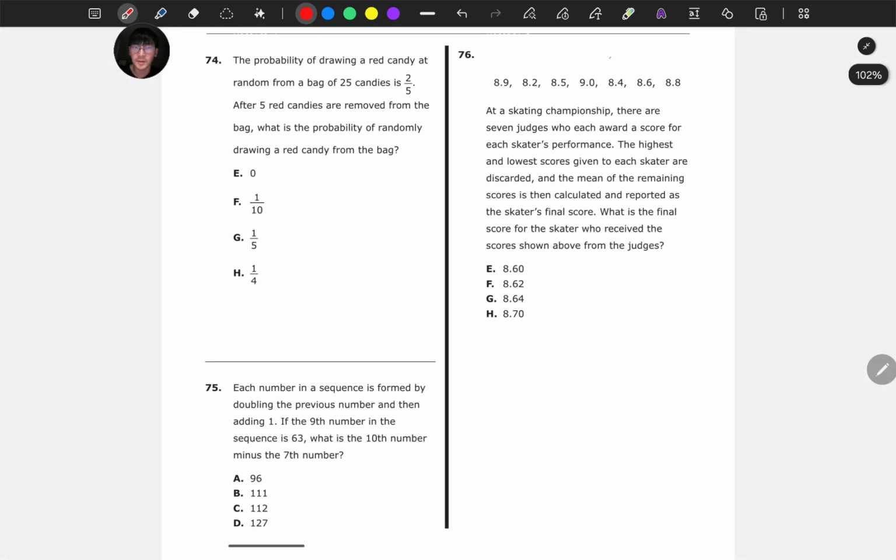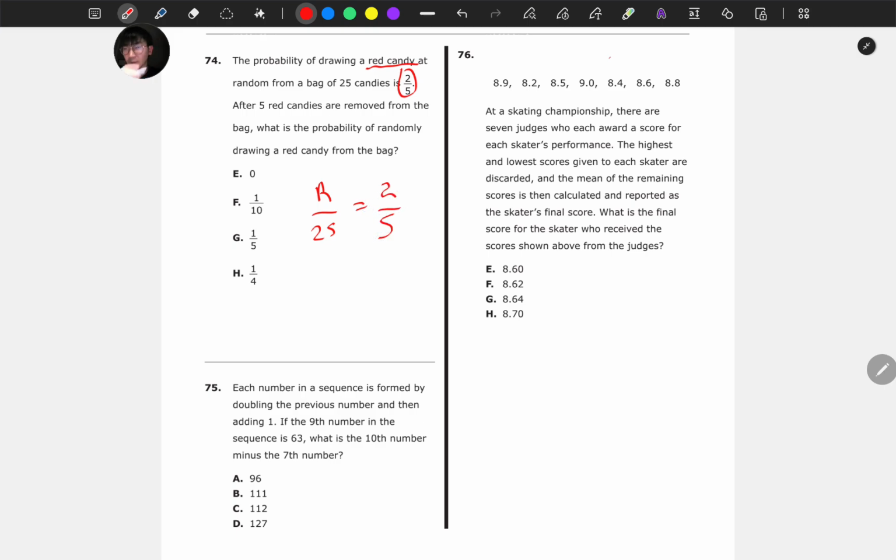Okay, more probability. The probability of drawing a red candy at random from a bag of 25 candies is 2/5. So they're telling you that the total number of options in the bag is 25, and the number of reds, let's call that R, I don't know that, over 25 is equal to 2/5. Well, pause. You see what I'm going to do next, right? I'm going to solve that proportion.